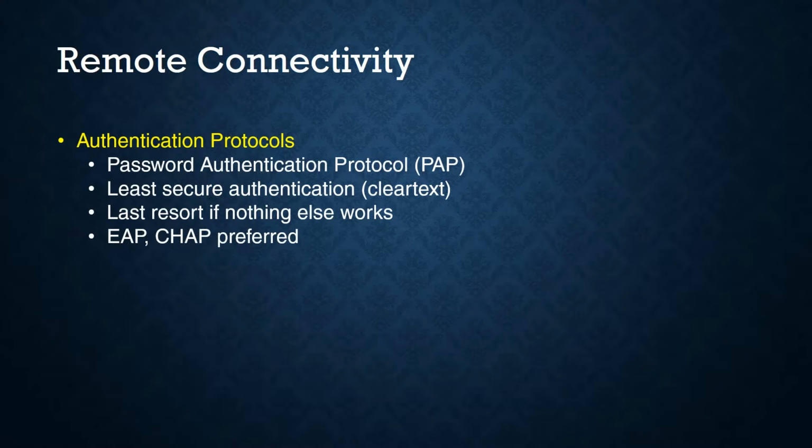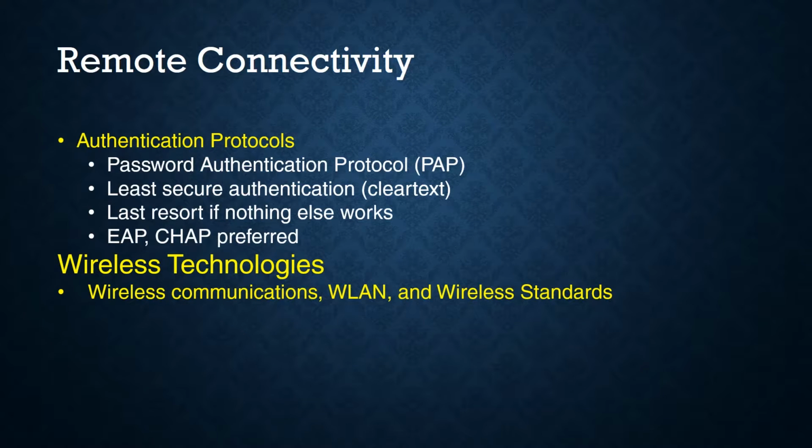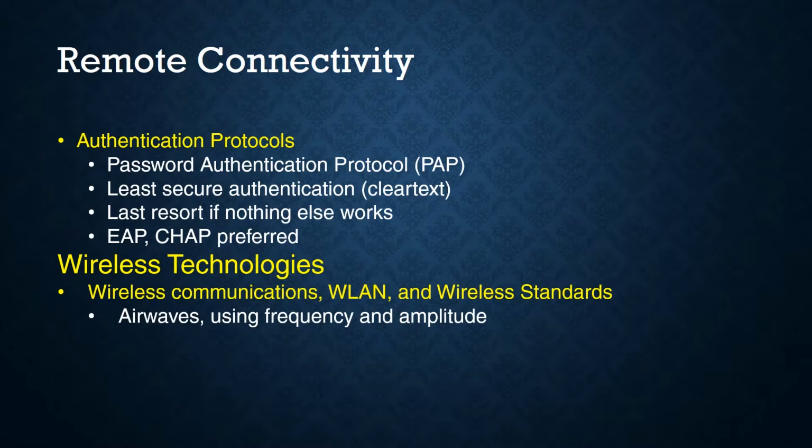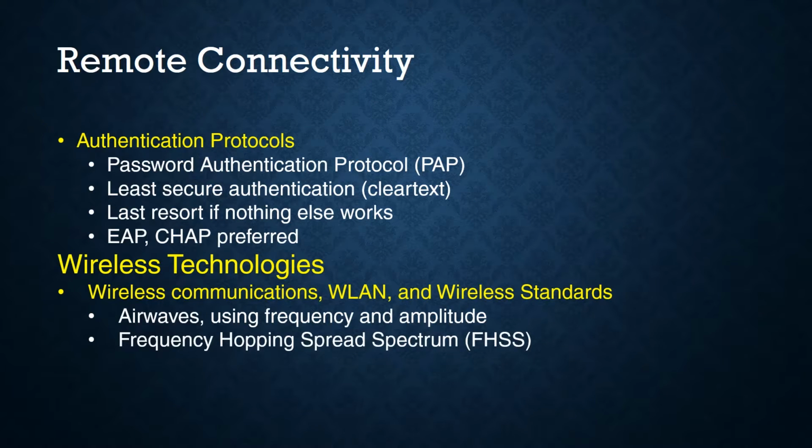We also have wireless technologies. What we're going to talk about here is wireless communications, WLAN, and wireless standards. They use airwaves. It's basically using frequency and amplitude. It's very, very similar to what you use now in your Wi-Fi network at home. We use frequency hopping spread spectrum, or FHSS. We use direct sequence spread spectrum. That's another way of doing things as far as the wireless capabilities.